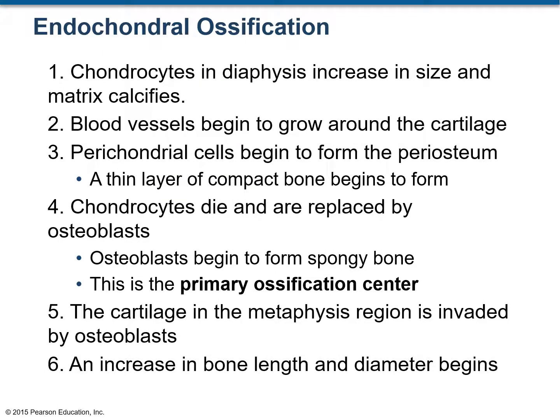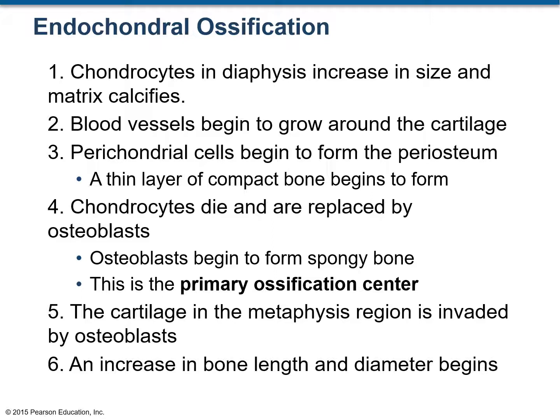In endochondral ossification, cartilage changes into bone. So what happens is that cartilage cells, or chondrocytes, which are present in the future diaphysis region, start increasing in size, and soon there is calcium deposition in the surrounding matrix. We call it matrix calcification.